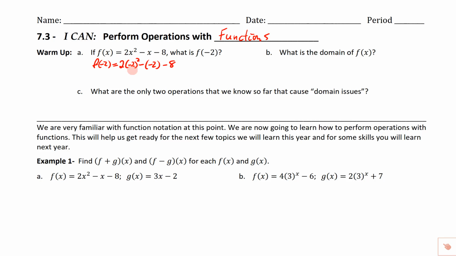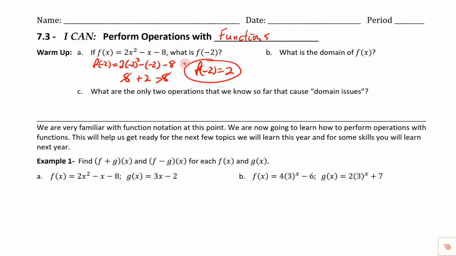So let's take a look and see what we get here. This would be negative 2 squared, 2 negatives. Negative times negative is positive, and 2 squared is 4. So this is 2 times 4, so we end up with 8. Then we get a plus 2, and then we get minus 8 right here. So you'll notice that those 8s will cancel each other off. So we end up with f of negative 2 is equal to 2.